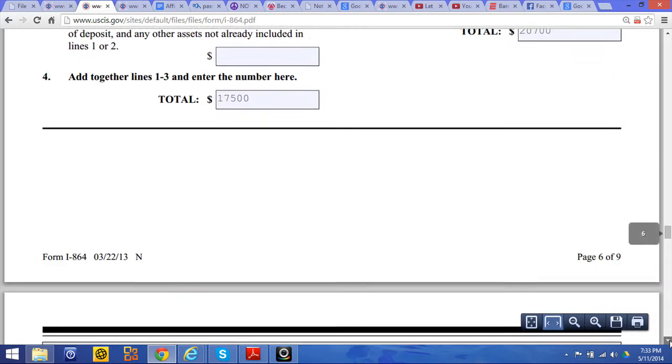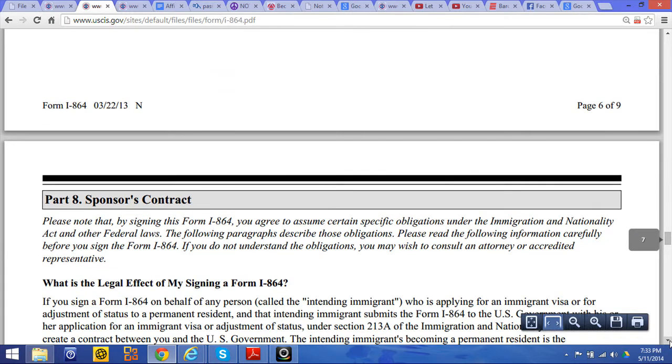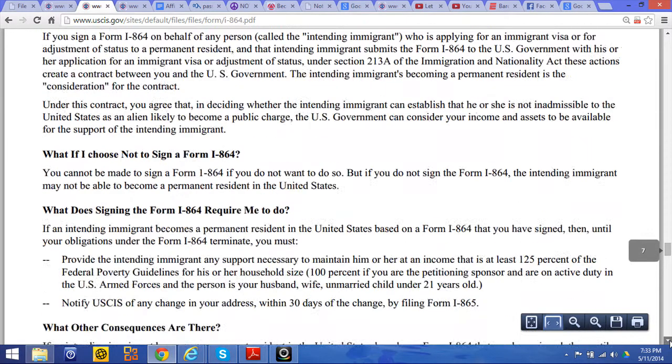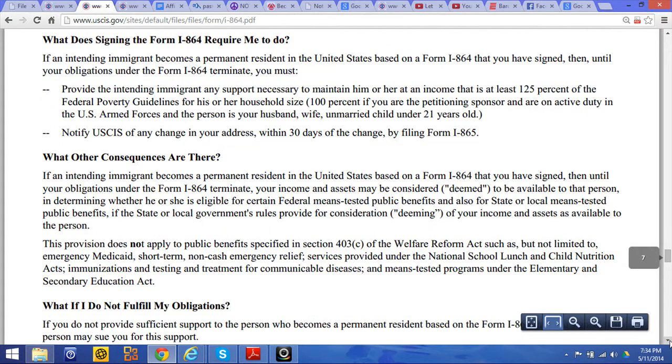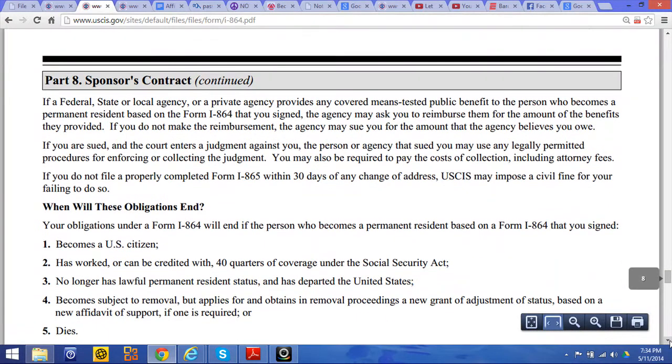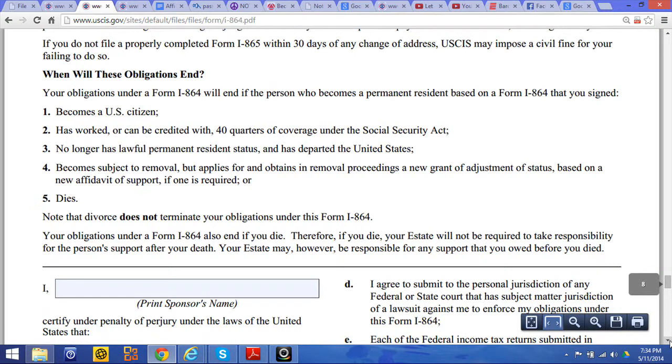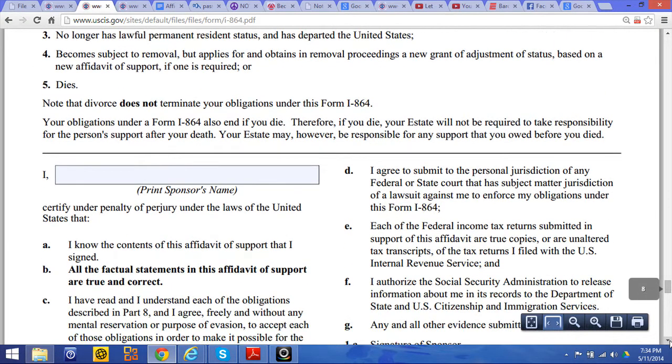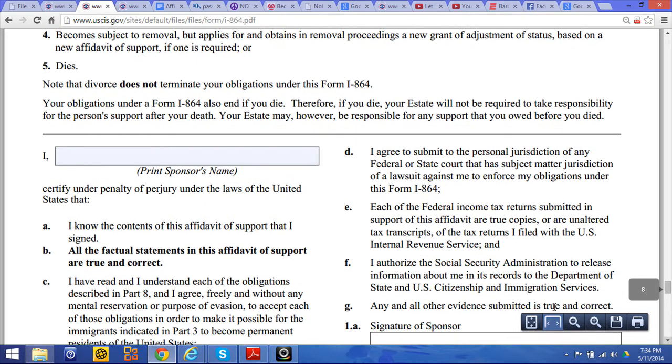So let's jump to part 8. It's really about reading the contract. It mainly talks about your obligations, what you're entitled to, and when this obligation will end. In part 8 you have to print, not type. That's really important. That means you mainly have to use a black pen, and it's better to print it instead of typing on the computer. I would advise you to print the sponsor name here and sign.